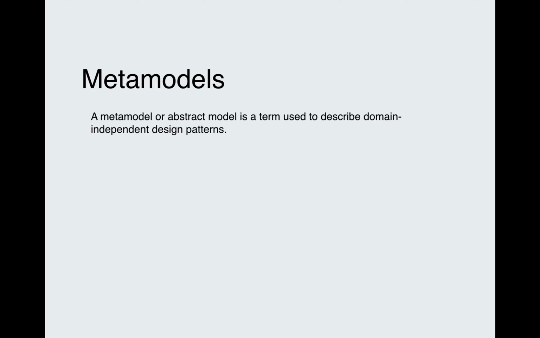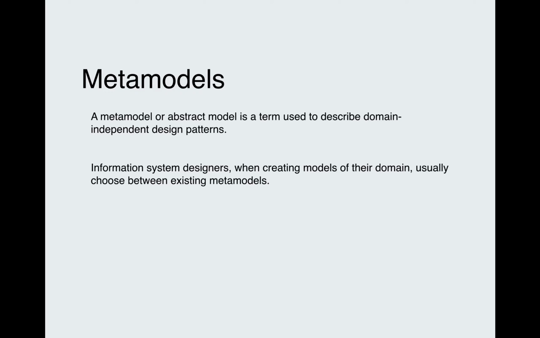So for example, biologists attempting to organize and describe the various species of life on this planet, and computer scientists designing file structures for an operating system have both adopted a hierarchical tree structure. This structure can be found in many unrelated systems and thus can be viewed as a meta-model. Information system designers, when creating models of their domain, rarely create entirely new models. They usually choose between existing meta-models.